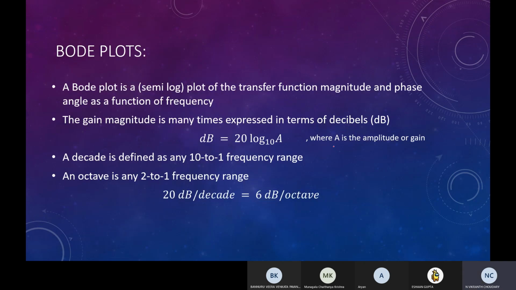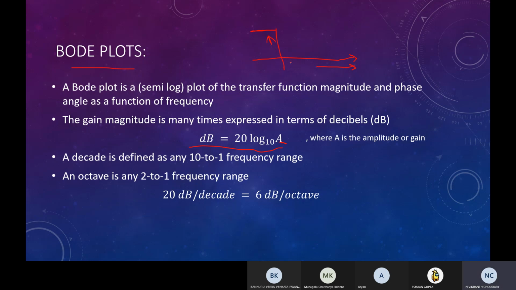So that is what the transfer function tells us. Now, Bode plots. Bode plots are simple graphs where we plot the gain on the y-axis and time or frequency on the x-axis. What is different in Bode plots is that we plot gain in decibels. Gain in decibels is 20 log base 10 of A, where A is the actual gain.